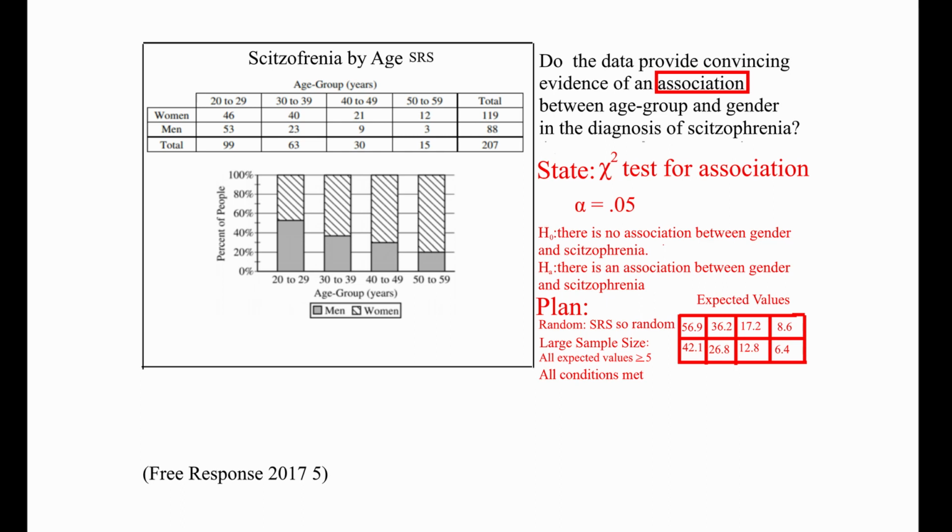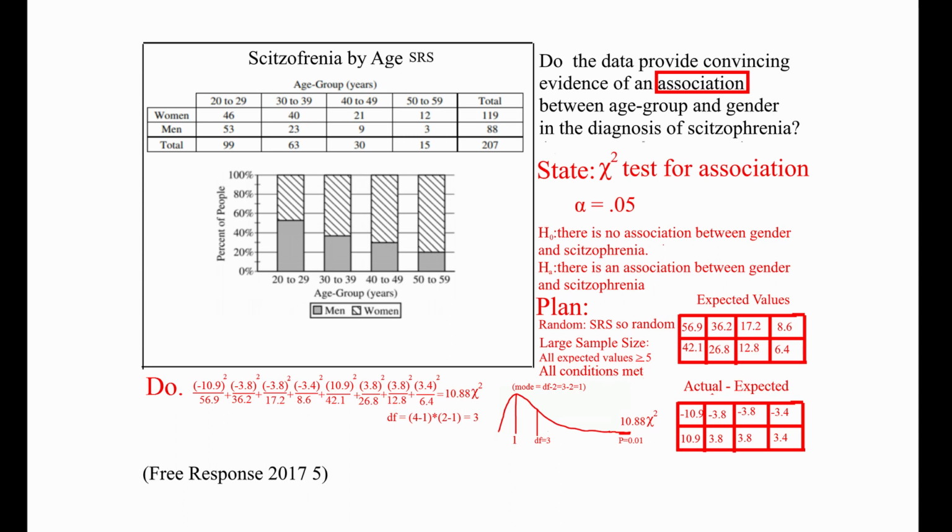Now that we have met all of our conditions, we are on the do portion of the test. In the do portion, we find the test statistic and the probability of getting a result this extreme or more extreme. Take all of the values in our table and subtract their expected values from them. This is the difference table. Then square these values and divide them by their expected values, and add them all together.